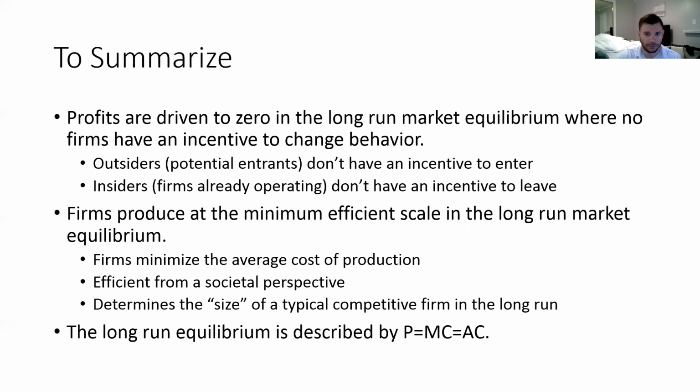Okay, so that long run equilibrium again is described by a situation where price equals marginal cost, the firm is maximizing profits, but price is also equal to the average cost of production. The firm is also breaking even.